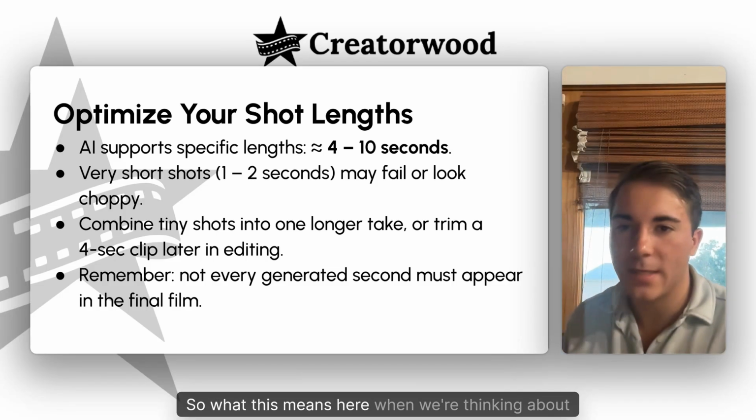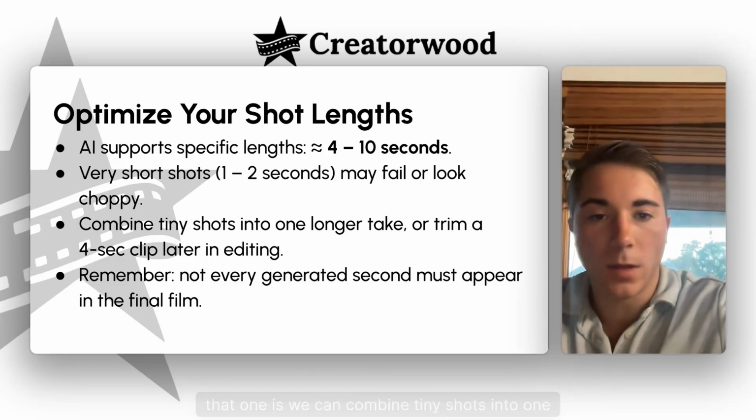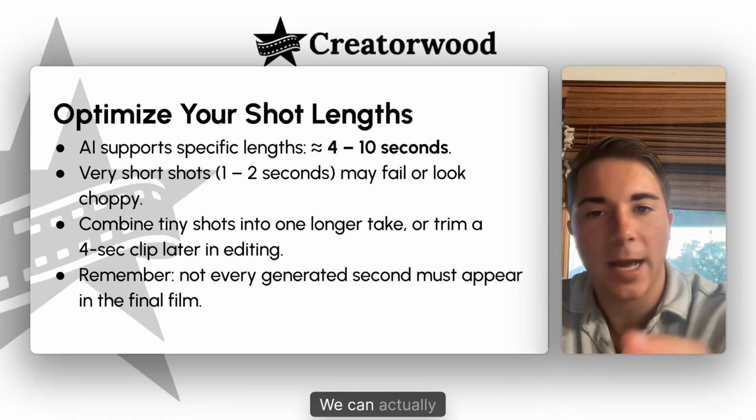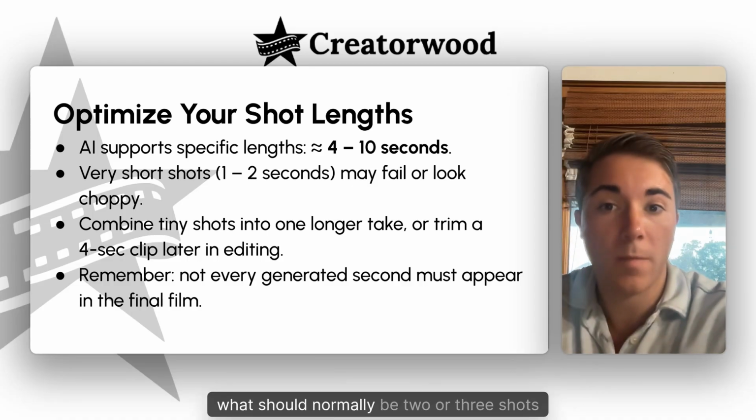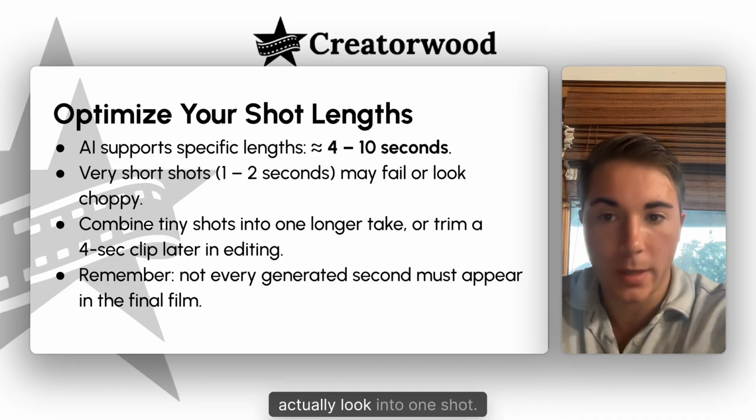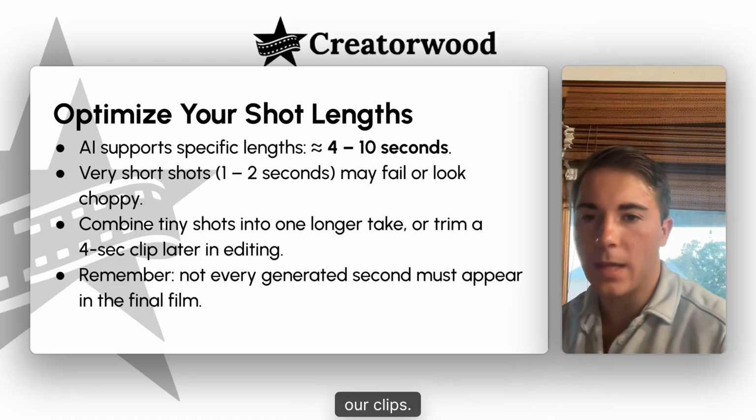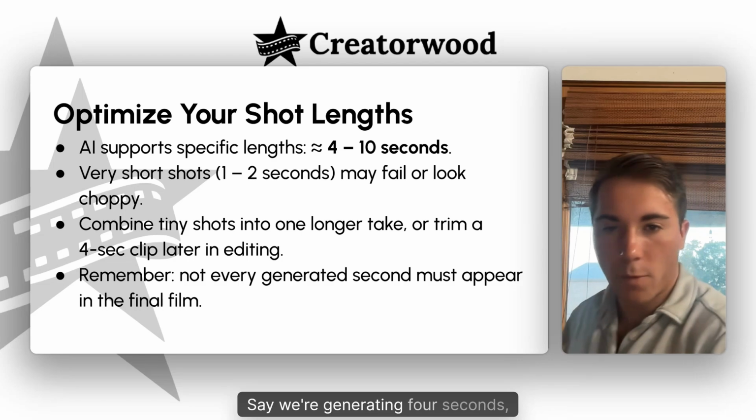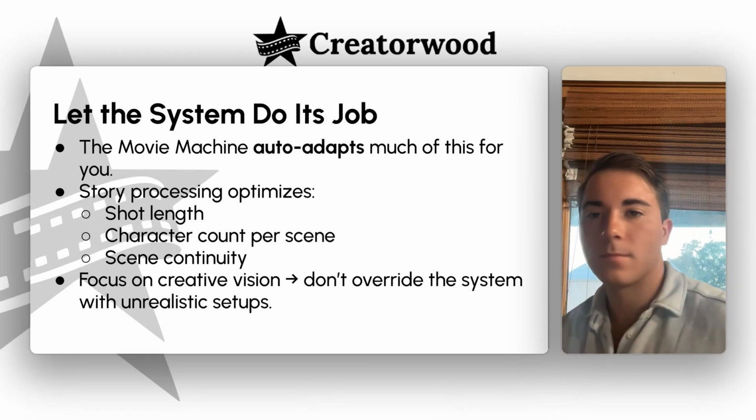So what this means here when we're thinking about shot lengths is that one, we can combine tiny shots into one longer take. Let's say we have a few 1-second shots, maybe with different camera movements, we can make what should normally be 2 or 3 shots actually look like 1 shot. Likewise, we can also trim our clips. Not every generated second must appear in the final film. So maybe we're generating 4 seconds, but we're only going to use 1.5 or 2 seconds of that.